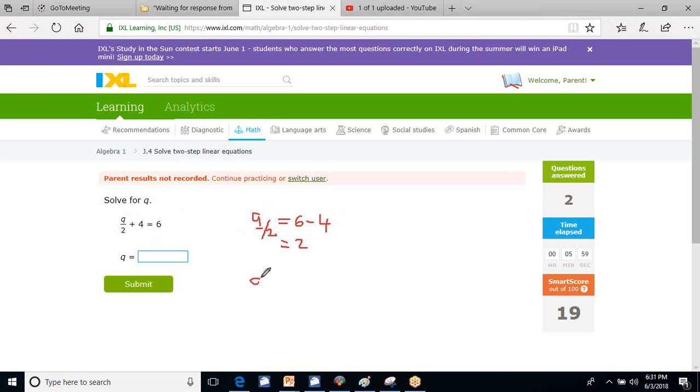So you have Q over 2 equal to 2. To get Q, you have to multiply this by 2. So if you multiply this by 2, you get a Q. But whatever you do to this side, you have to do the same thing over there. So you multiply by 2. So this 2 cancels this 2, and you're left with Q. And then you have 2 times 2, that's 4. So Q is equal to 4. Right? You see that? You follow that? Okay. So Q is equal to 4.